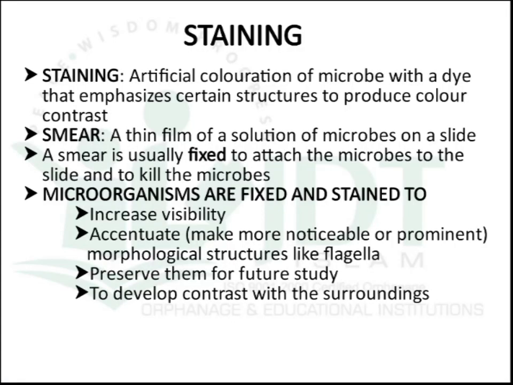What is staining? Staining is a procedure for artificial coloration of microorganisms with a dye that emphasizes certain structures to produce color contrast. So that is staining. Now what is a smear? A smear is a thin film of a suspension of microorganisms on a solid surface. Only the suspension of microorganisms; we do not add the stain, and after fixing only we will add the stain.